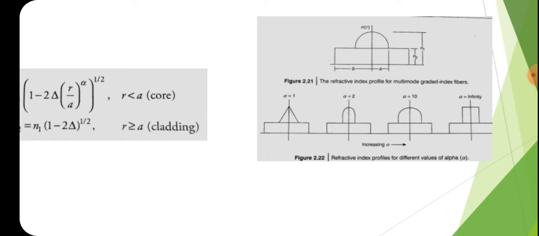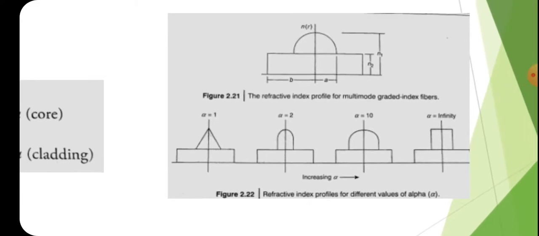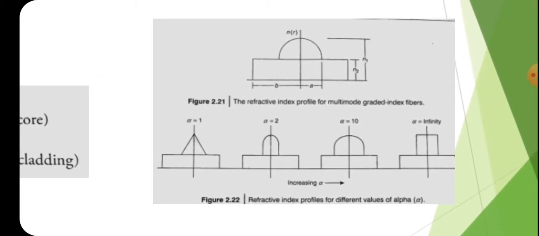That means whenever alpha is increasing, the shape of the core profile will be changing, and whenever alpha is equal to 1, then the refractive index of the core will be like a triangle, and there is no change for the refractive index of the cladding.